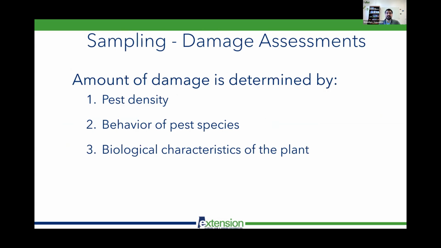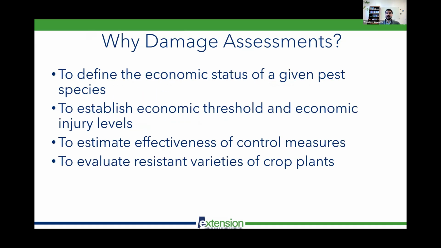Lastly, damage assessments are able to determine the amount of damage caused by different factors. And so the amount of damage depends on several different things. One would be the pest density, second, the behavior of the pest species, and then biological characteristics of the plant. And so those are all things we need to consider when we're looking at the amount of damage.